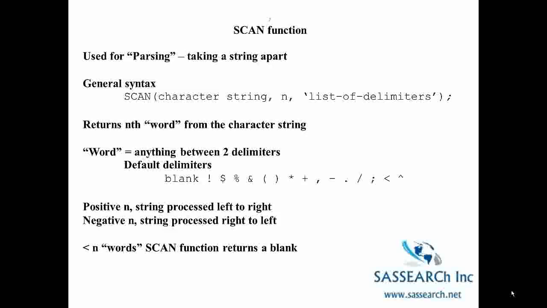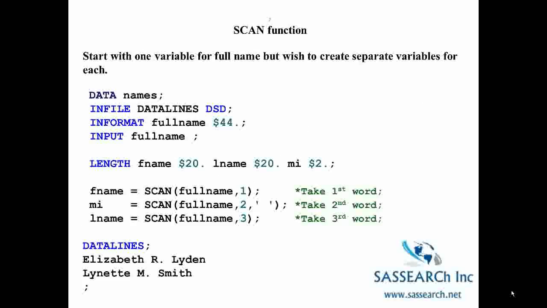And so if you have a positive n, you are going to scan your string from left to right, and you're going to look for a word that might be separated by a space. If you have a negative n, then the string is going to be processed from right to left. And if you have less than n words, the scan function returns a blank. This function is a little more complicated to fully understand just from this PowerPoint slide. I think it'll be more clear how we can use the scan function when we look at the SAS demonstration video on character functions.